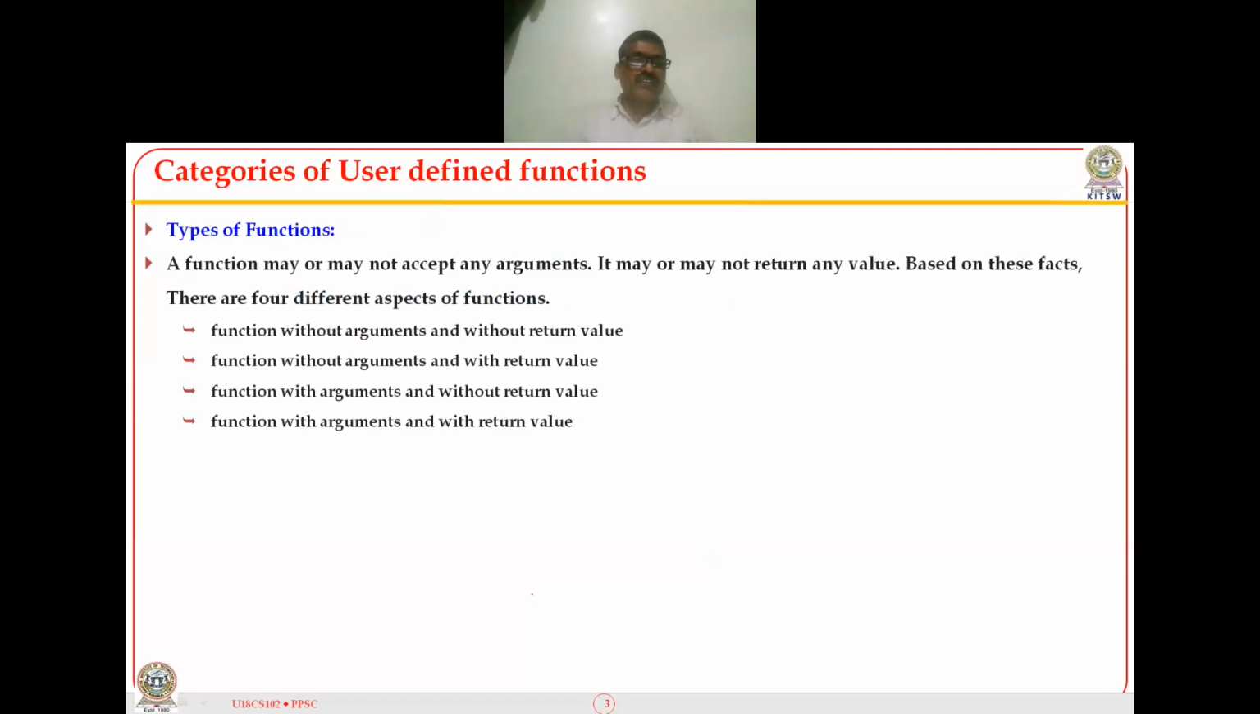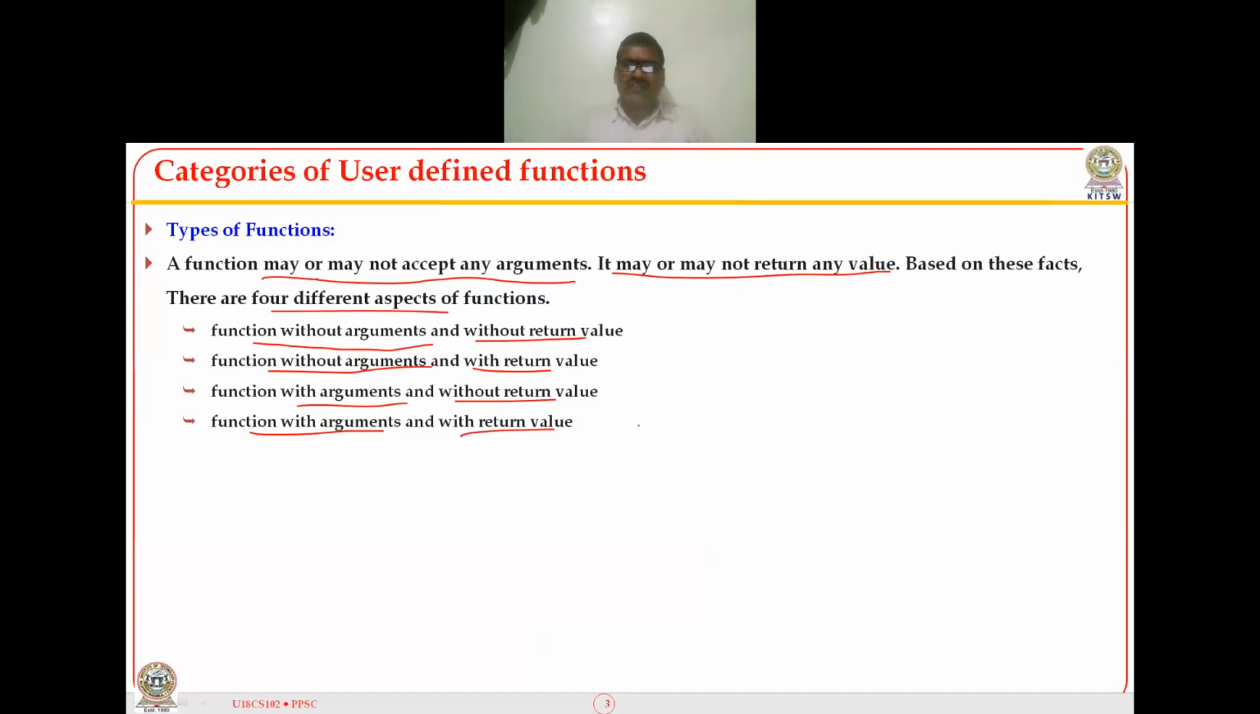So what are the different categories or types of functions? A function may or may not accept any arguments. It may or may not return a value. Based on this, the functions can be categorized into four different types. One is function without arguments without return value, function without arguments and with return value, function with arguments and without return value, function with arguments and with return value.